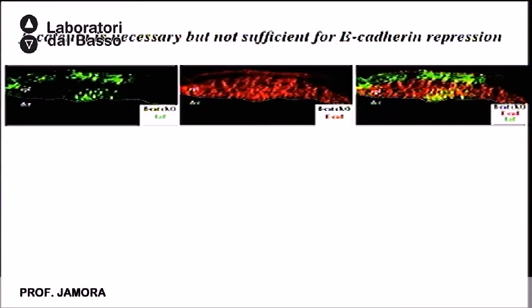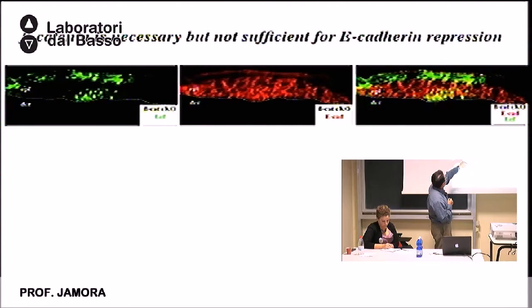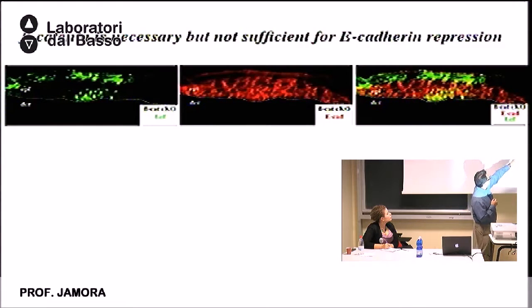What about beta-catenin? So we have a beta-catenin knockout, and LEF1 is still expressed in the hair bud, but there's no downregulation of E-cadherin at this site. So even though you have LEF1 expressed there, in the absence of beta-catenin, E-cadherin does not go down.